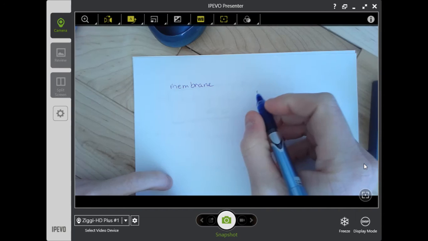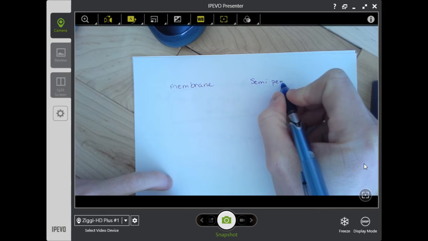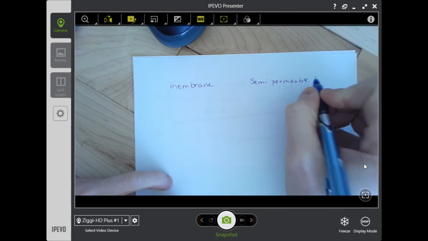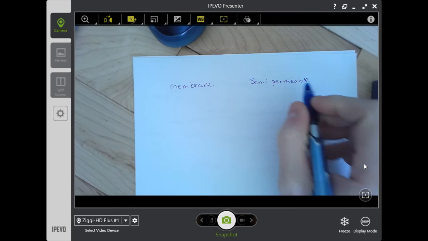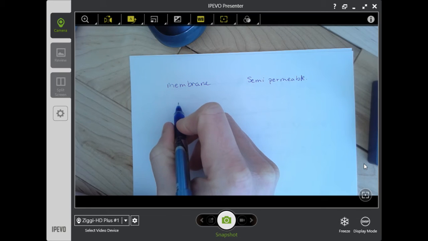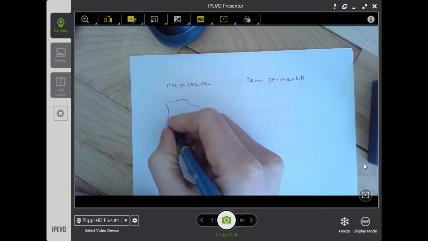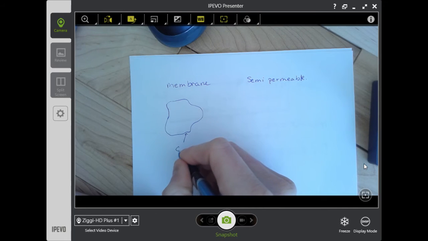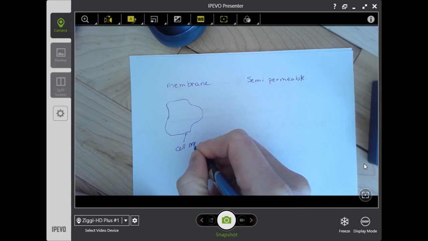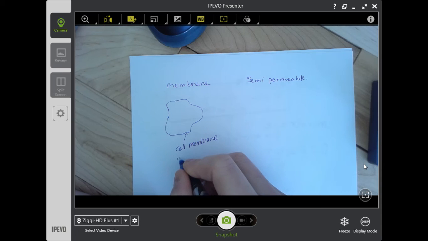We're going to talk about a few new words, which are membrane and this idea of being semi-permeable. Okay, so a membrane, if we're talking about a cell, this is the outside of the cell. This would be the cell membrane. We can think about it like the skin. That would be our membrane for us.